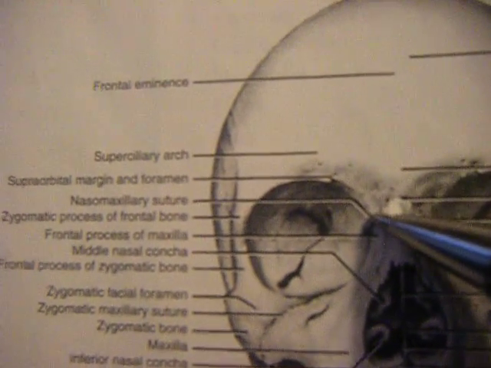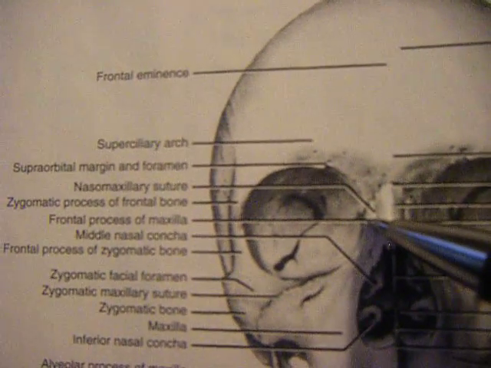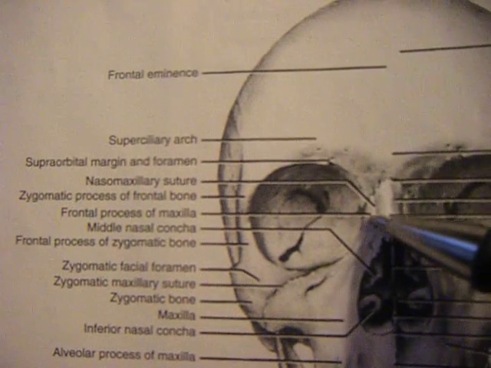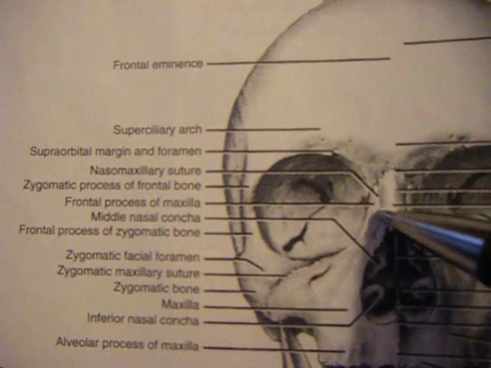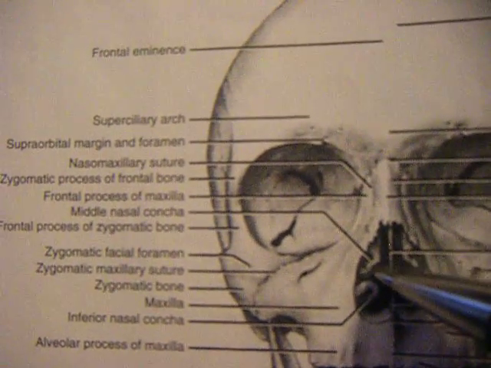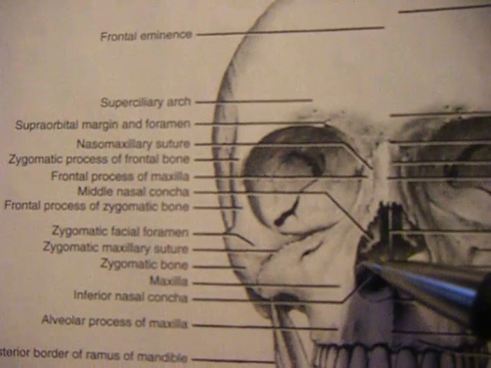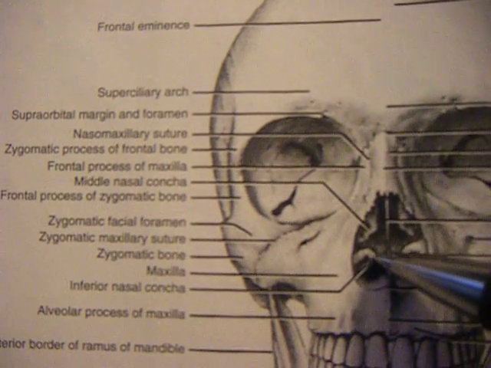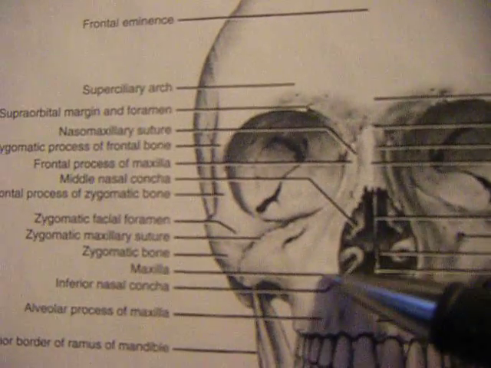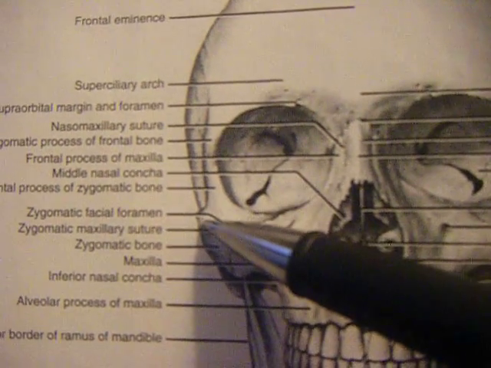This is the nasomaxillary suture. This is the frontal process of maxilla. This portion is the frontal process of maxilla. This is the middle nasal concha. This is the inferior nasal concha. This is the middle nasal concha. This is the maxilla. This is the zygomatic bone.